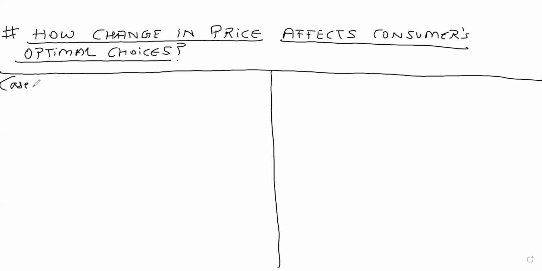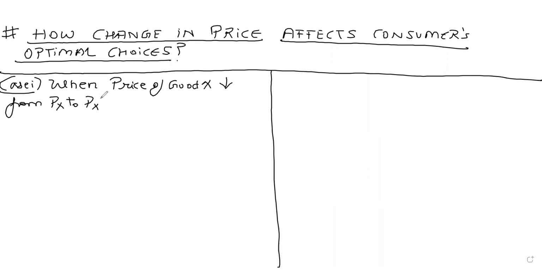Case 1, when the price of good X falls from Px to Px dash, keeping price of good Y and income constant. This is my case 1. Price of good X is falling from Px to Px dash. My Py, which is price of good Y, and income is kept constant.